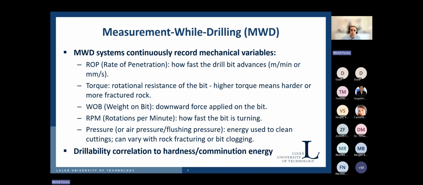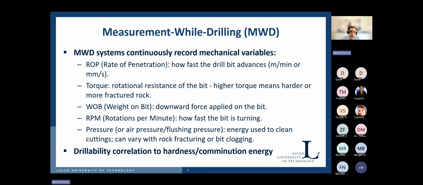When it comes to MWD systems, they are an excellent first step equipment because they provide continuous drilling data, such as rate of penetration, torque, weight on bit, RPM, and pressure. These parameters correlate with rock hardness and comminution energy, meaning the drill rig itself becomes a measurement tool that gives rock variability before cores are analyzed.